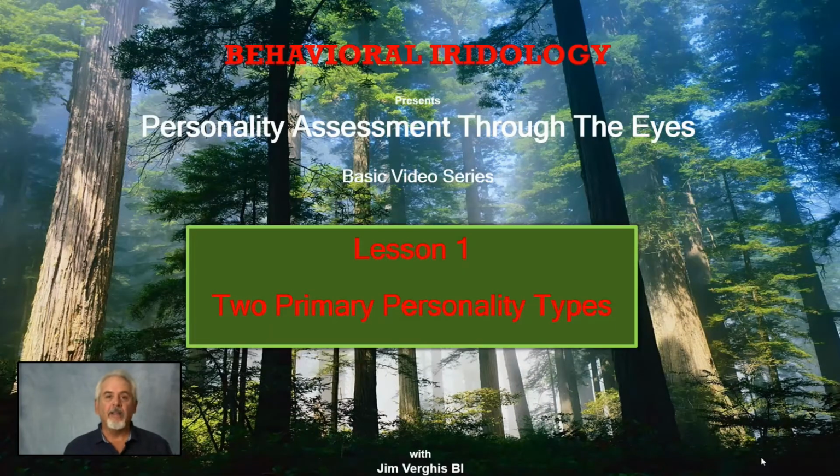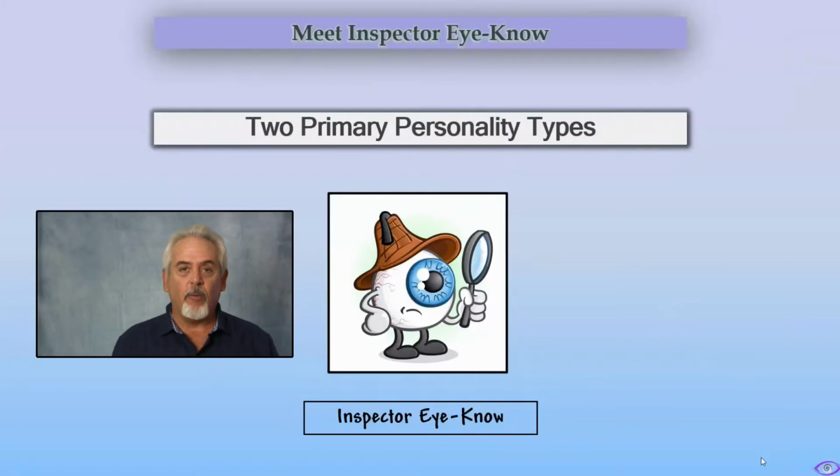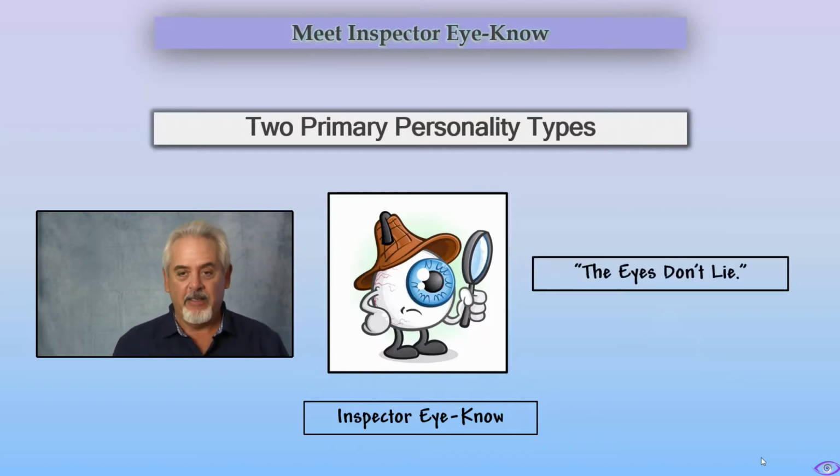Welcome to lesson 1: 2 primary personality types. Let's learn about the 2 types that make the world go round. All right, first, before we find out about these incredible eyes, let's meet Inspector I Know. He'll be sharing great wisdom with us throughout this presentation. And what he wants us to know right now is that the eyes don't lie. Oh, I love that. So, without further ado, let's look at the 2 primary personality types.